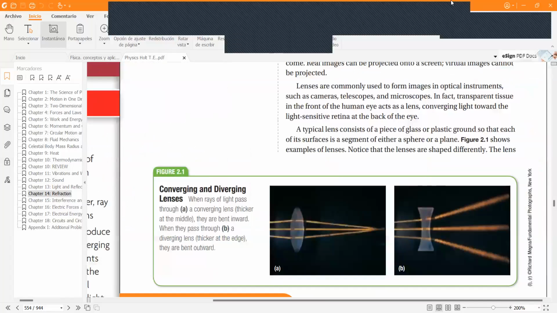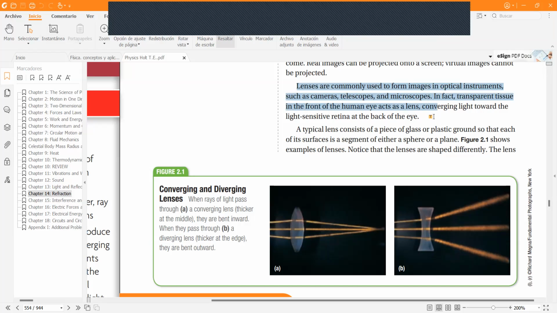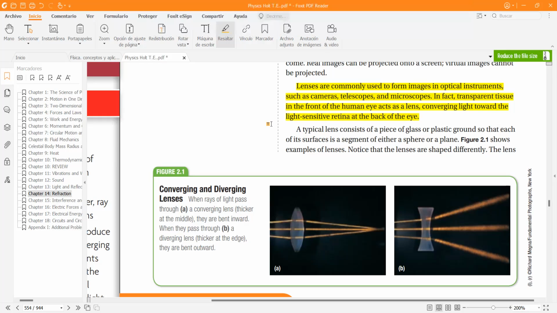Okay. What are the uses for lenses? Lenses are commonly used. It's something that I really always like to share, because they're commonly used to form images in optical instruments, like cameras. We're all used to cameras nowadays, it's something that we love. Telescopes, I don't know how many of you love telescopes, I do, and microscopes, always.